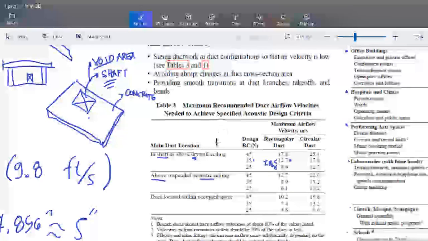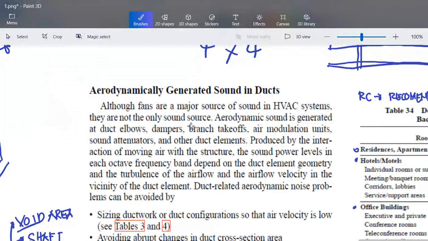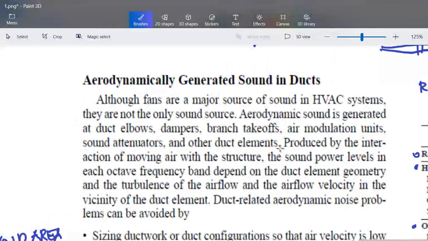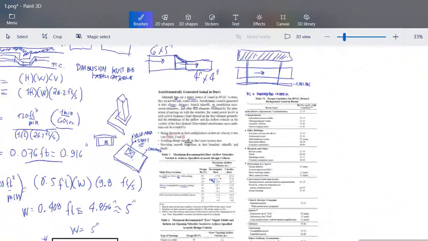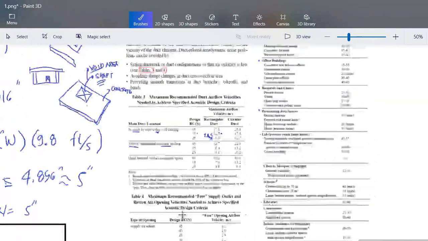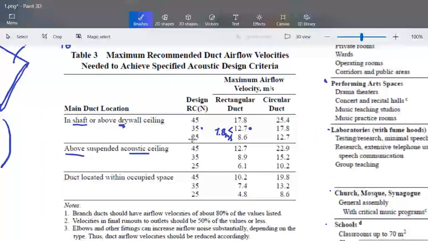So we have here the explanation from the ASHRAE HVAC system: aerodynamic sound is generated in ducts. Usually the sounds are from fans, the major sources. But elbows, dampers, branch takeoffs, and air modulations become other sources once you have an increase in the velocity of your duct. That is what the ASHRAE handbook explains.